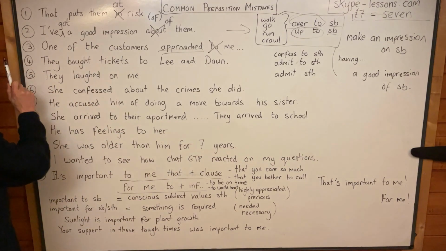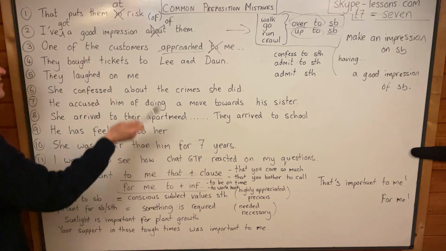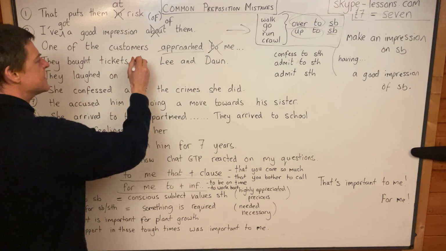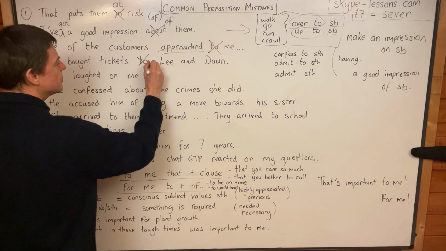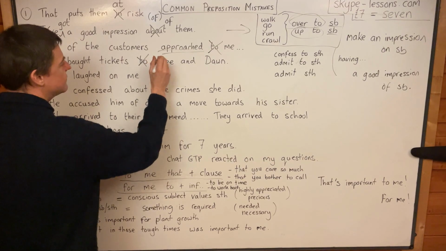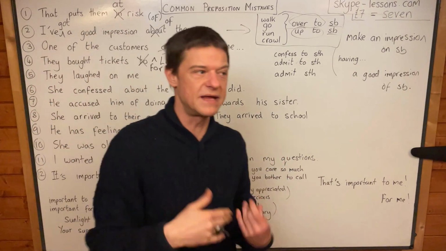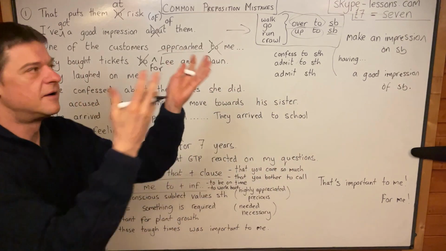Okay, so number four. They bought tickets to Leondorn. No, for Leondorn, we say for somebody. Buy something for somebody. Buy a present for me. Buy some milk for my parents.